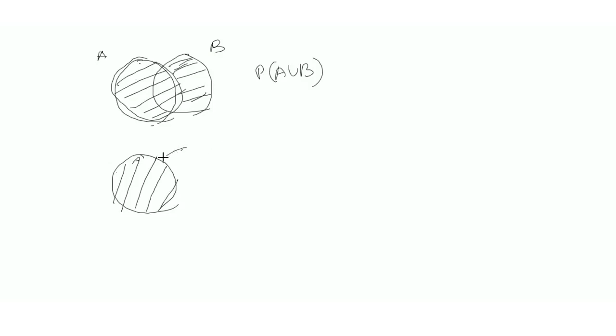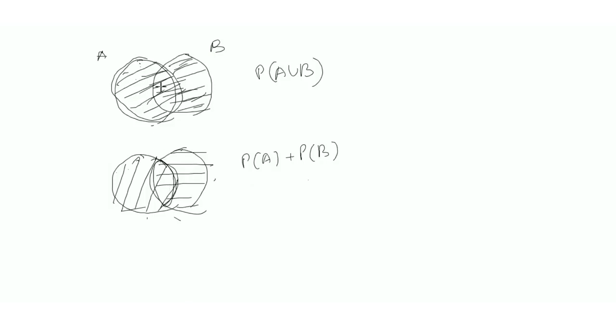So probability of A plus probability of B, right? But what is wrong with this? Because the probability of A union B is basically this entire area. Now if we do probability of A plus probability of B, this is the region that we are counting twice over. We are counting it here as well, and here as well. So it's part of A as well, it's part of B as well.